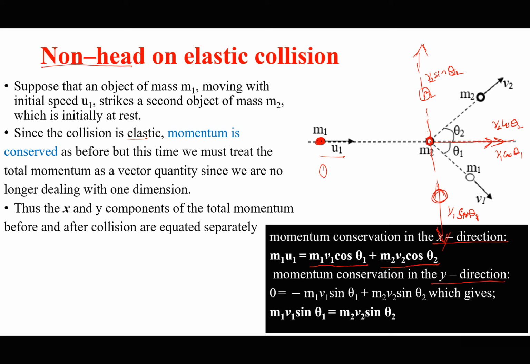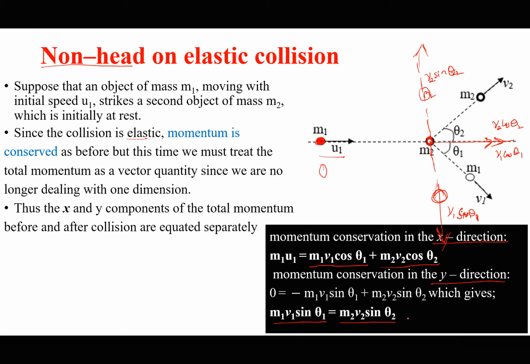Therefore, one of them must be negative. So I can say downwards is negative and upwards is positive. That's why I have 0 equal to negative m1 v1 sine theta 1 plus m2 v2 sine theta 2. And of course, this gives us m1 v1 sine theta 1 equals m2 v2 sine theta 2. So you'll be finding such questions in paper 2, most likely, when you need to resolve, or even in multiple choice questions. However, just consider momentum in the horizontal independently.